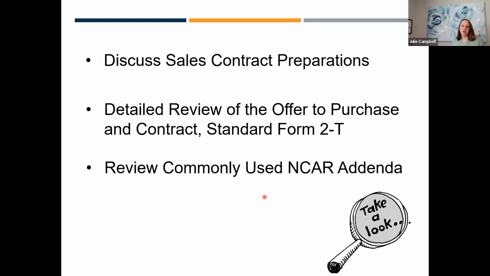And then we're going to mention our commonly used forms. NCAR is the North Carolina Association of Realtors. That's the state level of the National Association of Realtors. And NCAR is who provides us with the forms that we're allowed to use, the most commonly used forms that we use from NCAR.